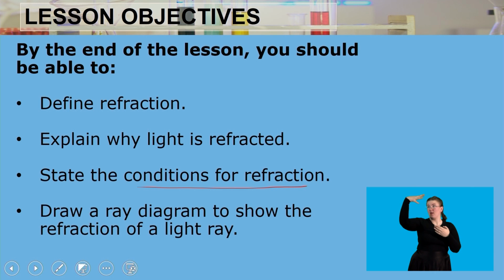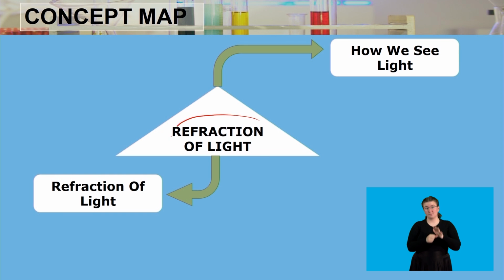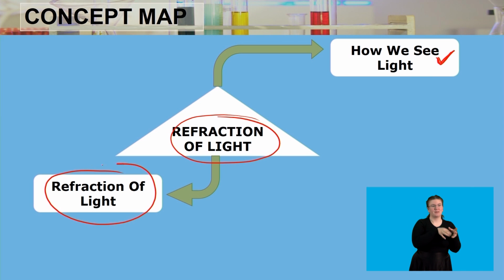So in order for us to achieve those objectives that you have set, this is what you're going to be doing. We're going to be taking the main idea being the refraction of light, and then you're going to break it into two concepts where you're going to start by looking at how we see light, and then after that, look in detail at the refraction of light. So we start by looking at how do we actually see the light, and then go into detail on the refraction of the light that we are talking about.